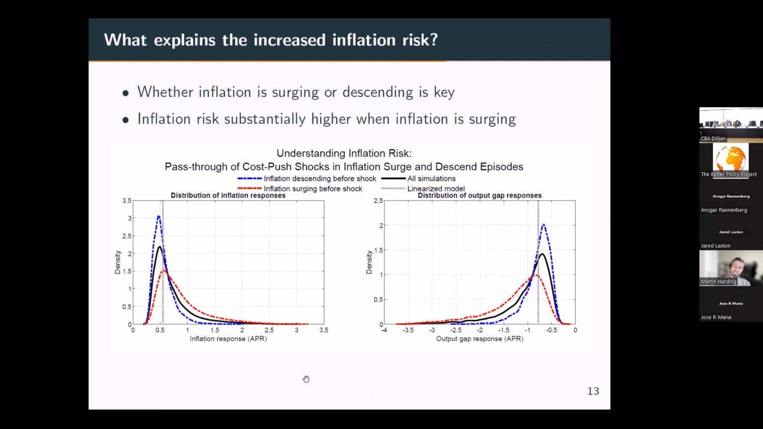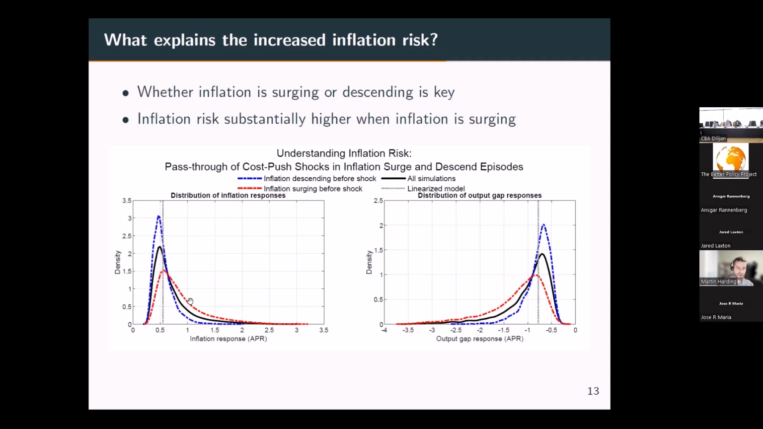So going back to this heteroscedasticity idea, why is there so much inflation risk when the economy is driven by cost push shocks? We separate the cloud of dots that I was showing you before, depending on whether inflation is increasing or decreasing before the shock. And I'm going to plot here the density of those 1 year responses. Here in blue, you have the distribution of inflation responses when inflation is descending before the shock. In black, you have the density of all the simulations that I was showing you before.